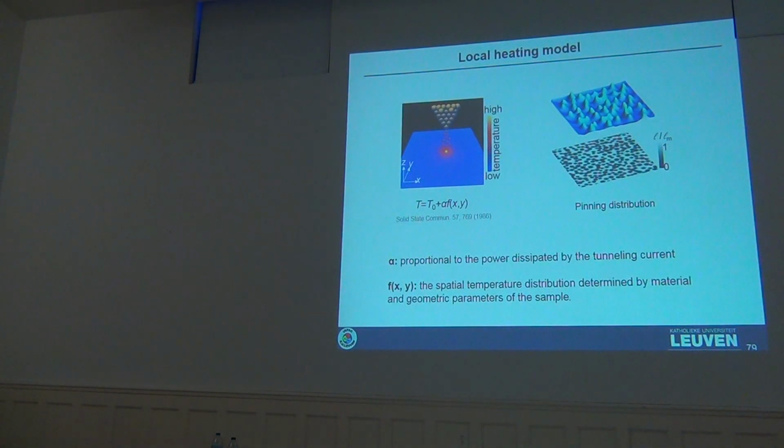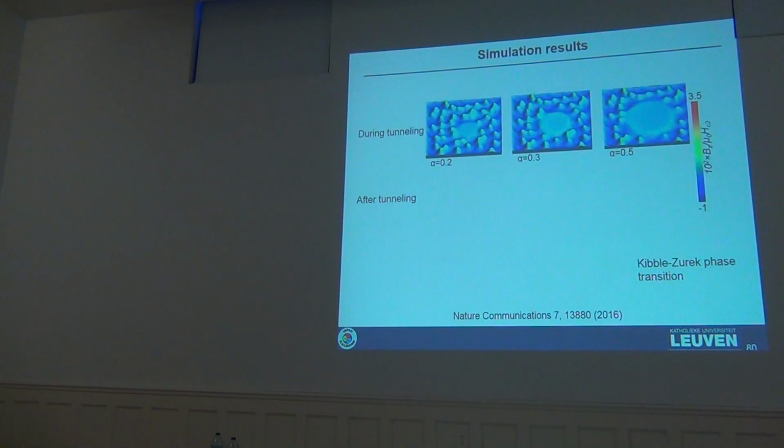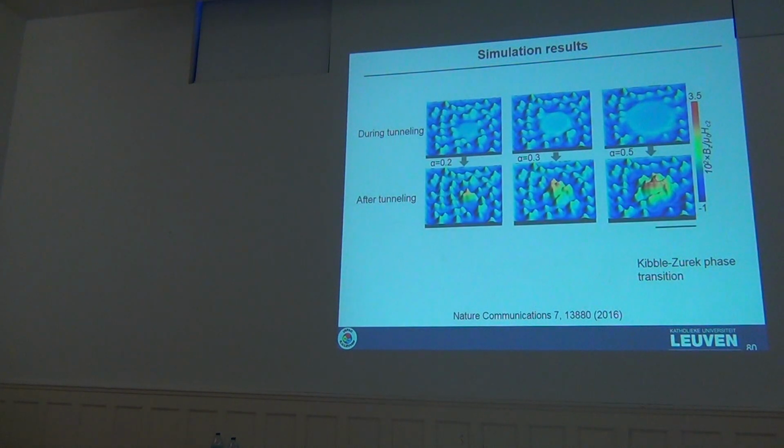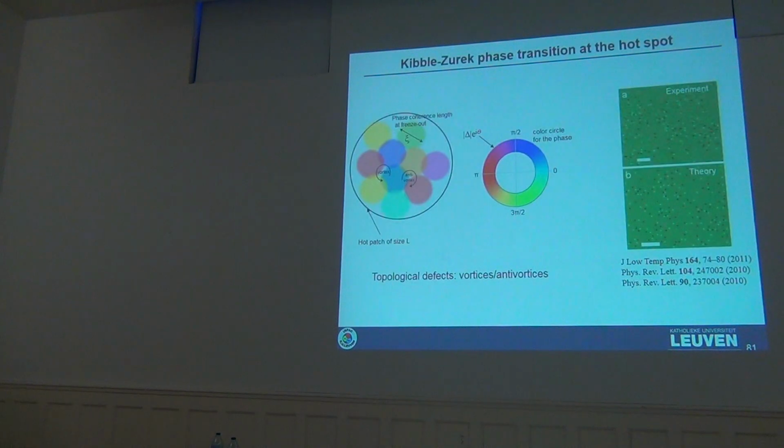So in theoretical modeling, we have used a local heating model, and with that you can first see the equilibrium distribution, then the situation during tunneling, and after tunneling the whole situation basically reminds what we have seen in experiments, and then this quenching reminds, as I have told you, the Kibble-Zurek transition for the universe.